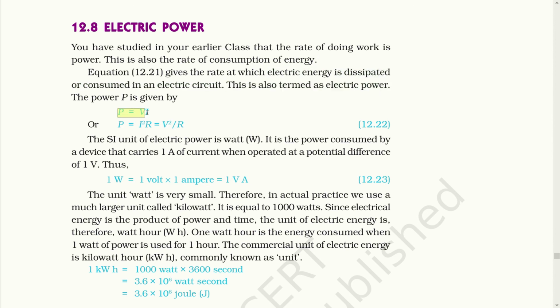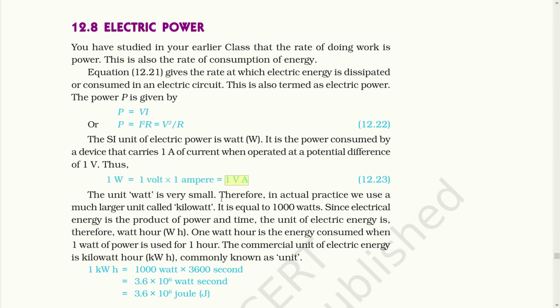Power P is given by P is equal to VI, that is voltage into current, or you can say I square R or V square upon R. The SI unit of electric power is watt. That is the unit of electric power, named in the memory of James Watt. It is the power consumed by a device that carries 1 ampere of current when operated at a potential difference of 1 volt. So 1 watt is equal to 1 volt into 1 ampere, 1 VA.